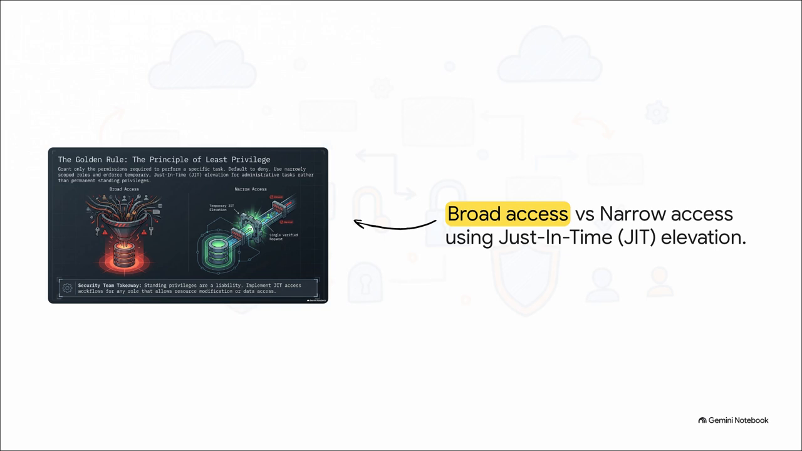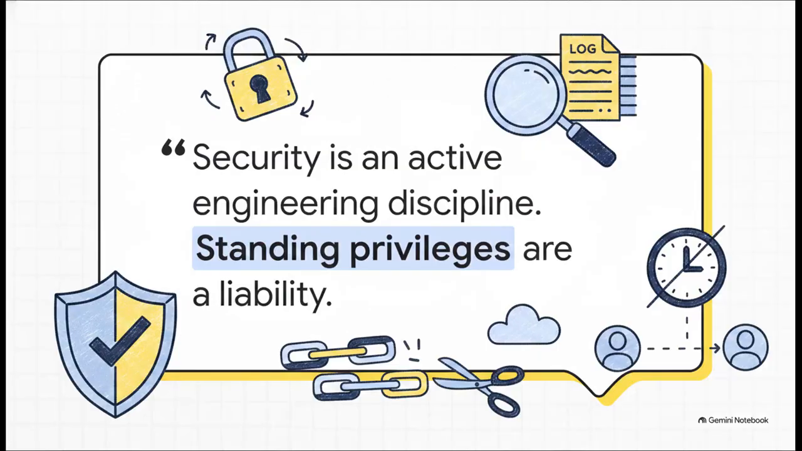A highly scoped, ultra-secure pipeline utilizing temporary just-in-time or JIT elevation. You bring a single verified request in, elevate their privileges only for the exact amount of time needed to do the task, and then boom, you strip those permissions away immediately. I really want to highlight this incredibly powerful quote straight from our source material. Security is an active engineering discipline. Standing privileges are a liability.